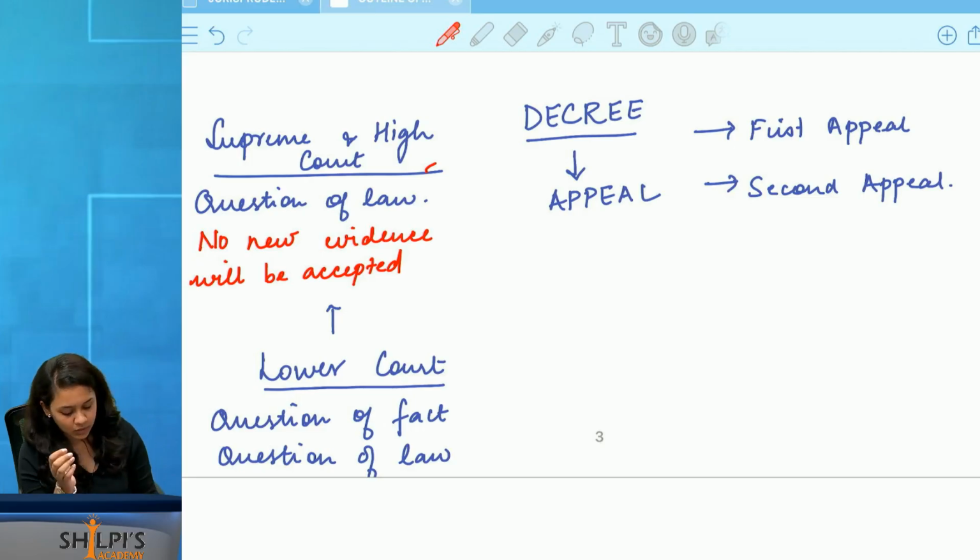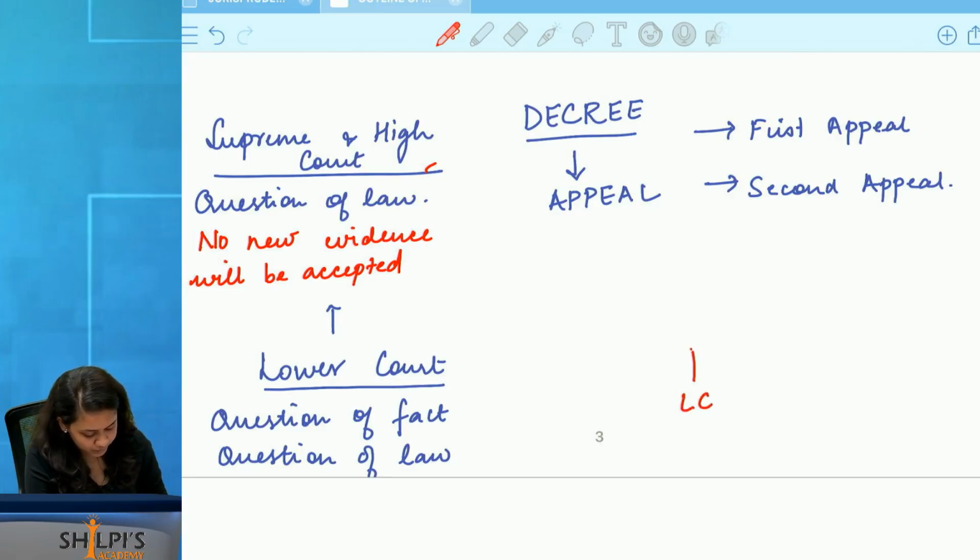Okay, and normally when you go on first appeal, say you're going from the lower court to the High Court, you need a certificate from the lower court to even go on appeal to the High Court, because the lower court has to certify that yes, there is a question of law over here, and that the higher court has the ability to look into this matter. But if there is no question of law, then you can't go on appeal to a higher court. And the same thing applies even for Supreme Court. Are you clear on this concept?